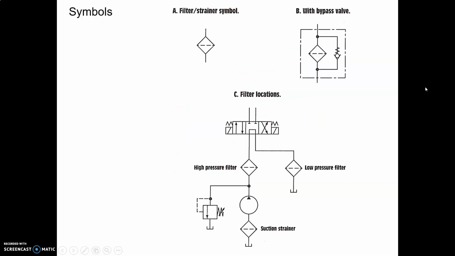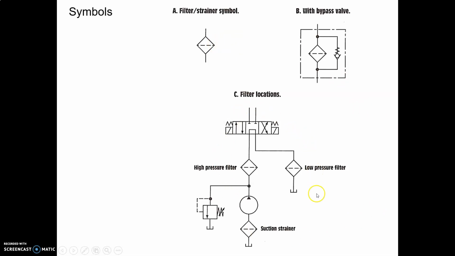The symbol for filters and strainers is a diamond with a dashed line across the middle, and you can picture that that's like the filter fabric or the screen with holes in it that catch the particles.